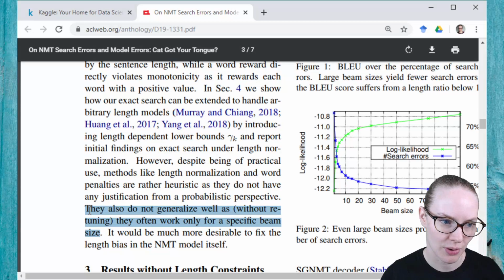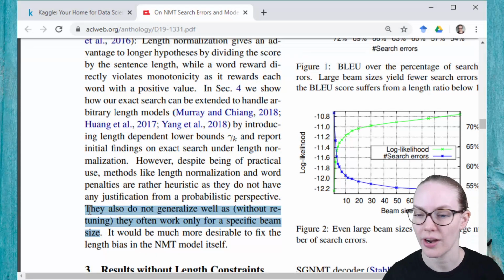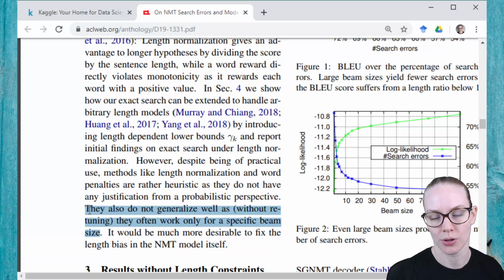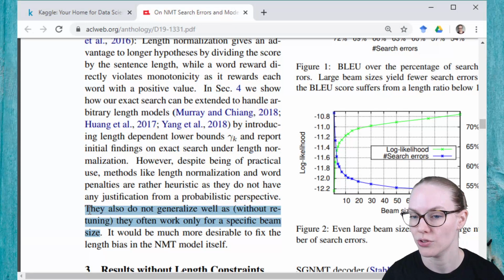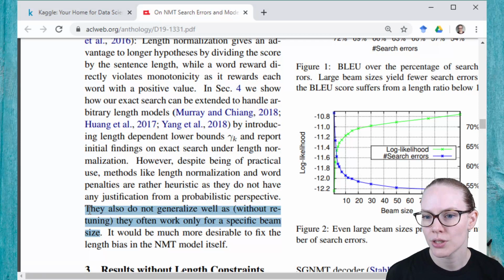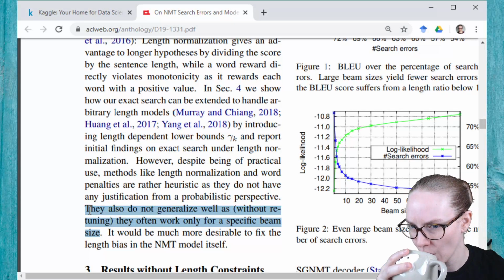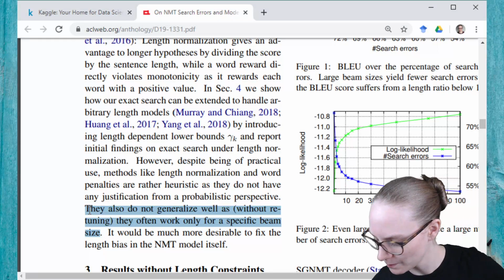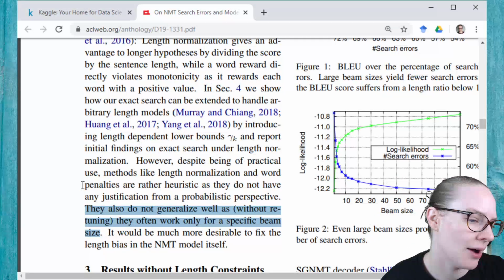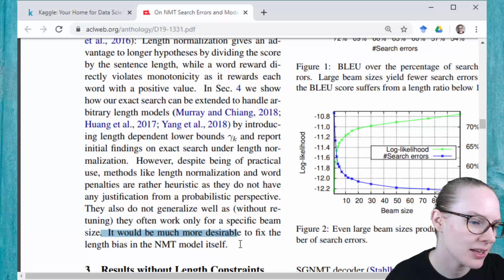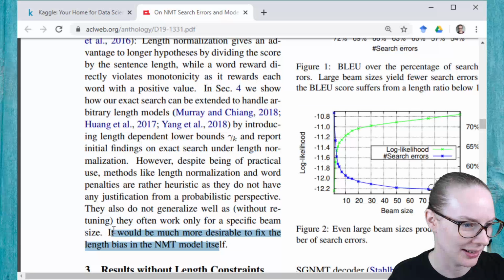So this is a parameter that you would tune, a hyperparameter, and it looks like it's coupled to other hyperparameters. So if you change one, you'd have to change the other, which suggests to me that this should be learnable, but also probably extremely expensive to learn. So maybe not a good use of time or compute. It would be much more desirable to fix the length bias in the NMT model itself.